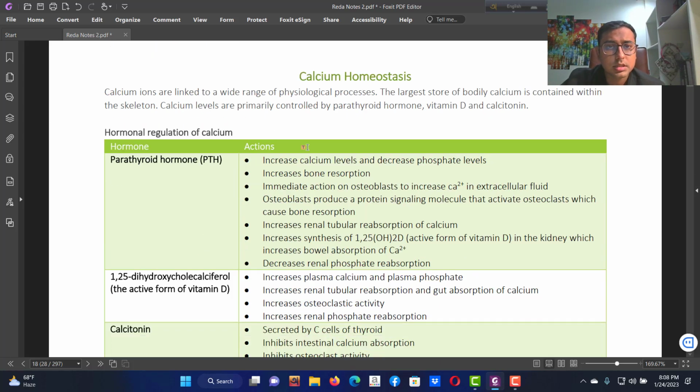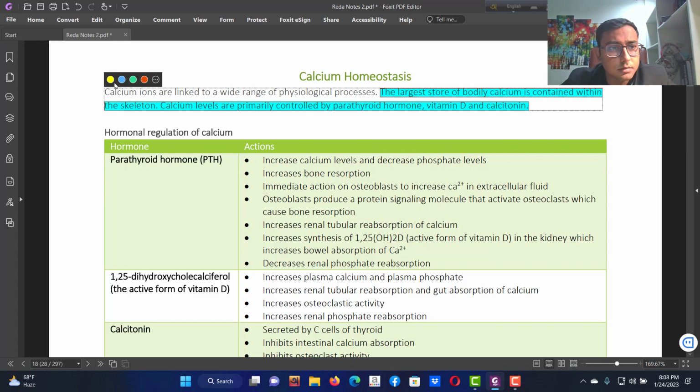Now the calcium homeostasis. That is all about the cardiac physiology. Now the metabolic abnormality with the calcium homeostasis. Calcium ions are linked to a wide range of physiological processes, because the largest store of bodily calcium is contained within the skeleton. Yes, we know that because the calcium store is in the bones, the bone mineralization, calcium sulfate, calcium phosphate salt, which is stored in the bone.